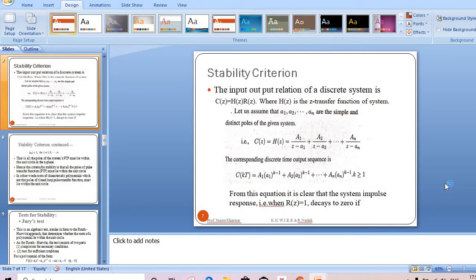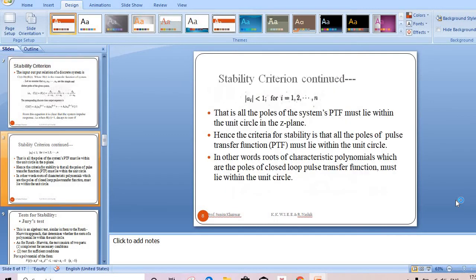From this equation, it is clear that the system impulse response, that means when R of Z is 1, we assume here R of Z is 1, decays to zero if the mod of Ai is less than 1 for i equal to 1 up to n. So, all the poles of the system's pulse transfer function must lie within the unit circle in the Z plane.